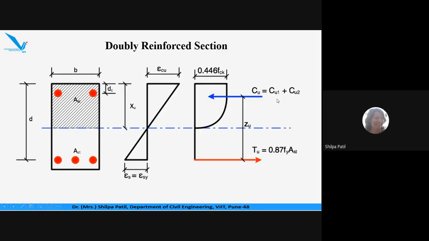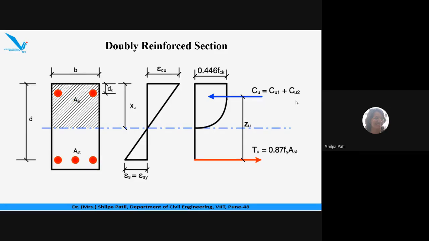Obviously, Cu1 is the force of compression resisted by one material, and force of compression Cu2 will be resisted by the other material. I am not specifying a specific material here, I'm not calling a name of the material. I'm simply talking of it as one material or another material, just for your understanding. But this is not the true condition.